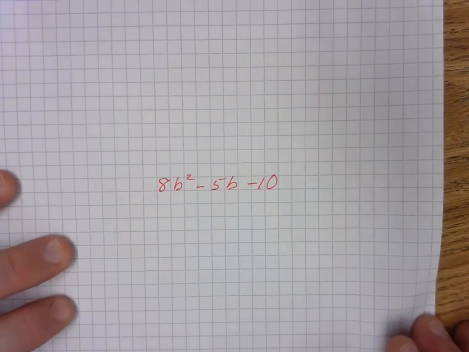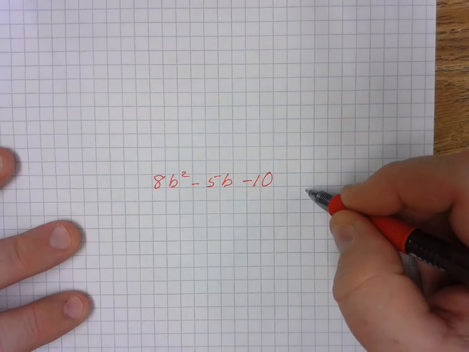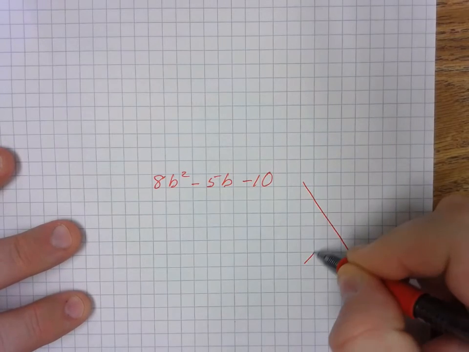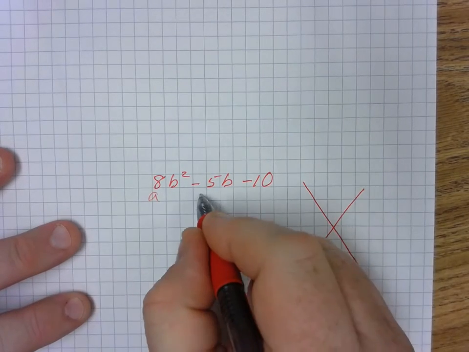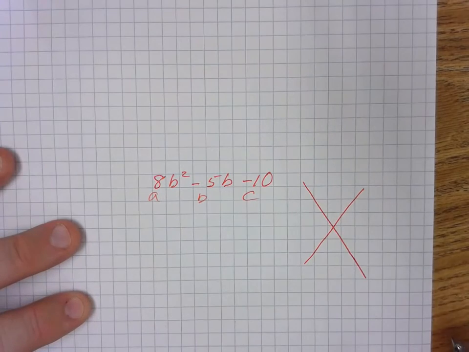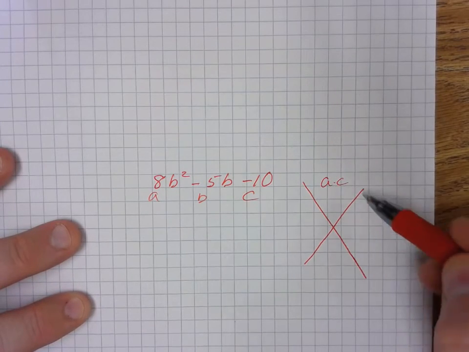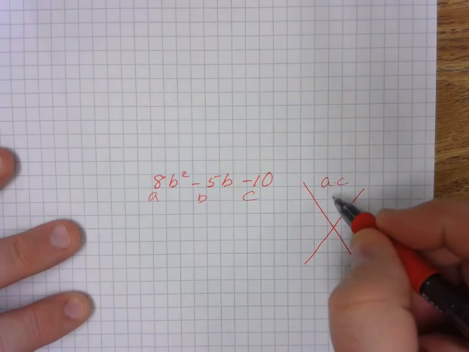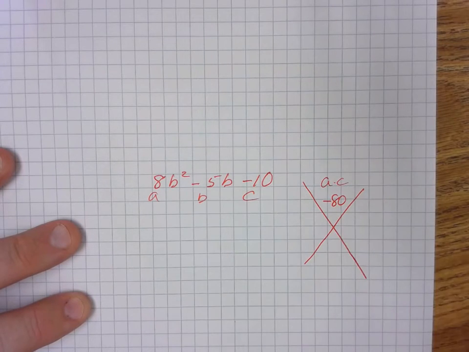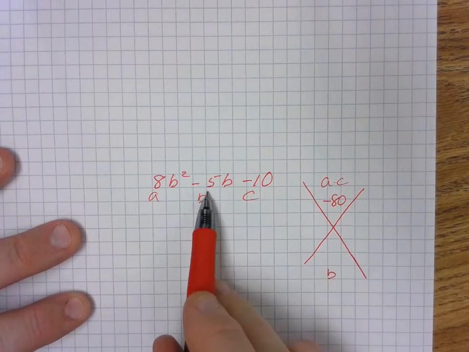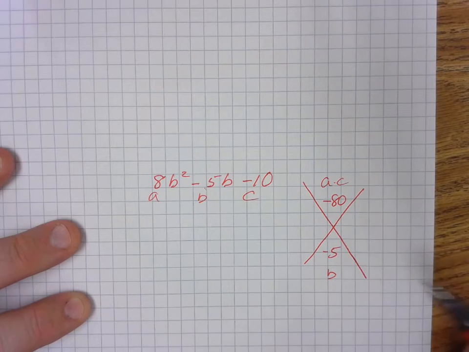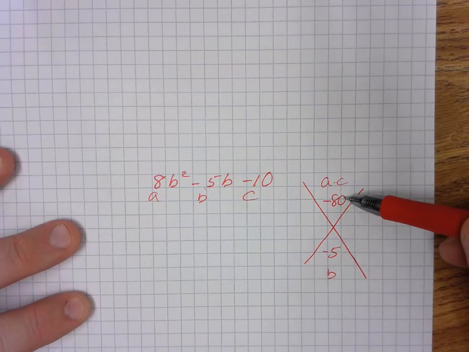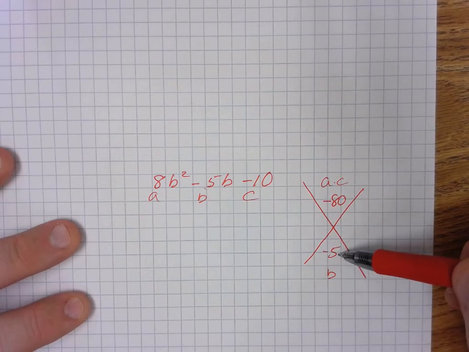Okay, here's another example. Draw our X, identify A, B, and C. Up here we're still going to do A times C, so 8 times negative 10 is negative 80. And down here we're going to put our B, so that's negative 5. So I'm looking for the factors of negative 80 that will add up to negative 5.